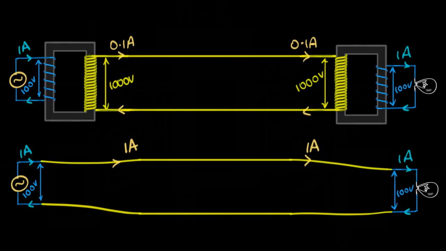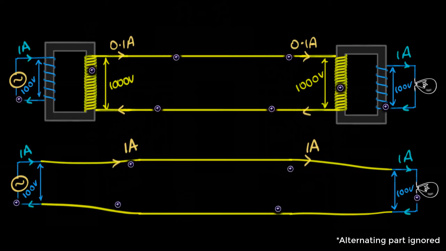So now we can look at the big picture. Without the transformers, the transmission lines would have had 1 ampere of current. But with the transformer, by stepping up the voltage by 10 times, we have reduced the current in the power lines by 10 times.